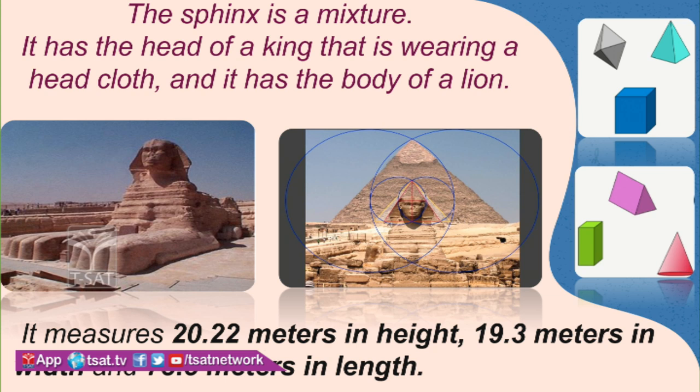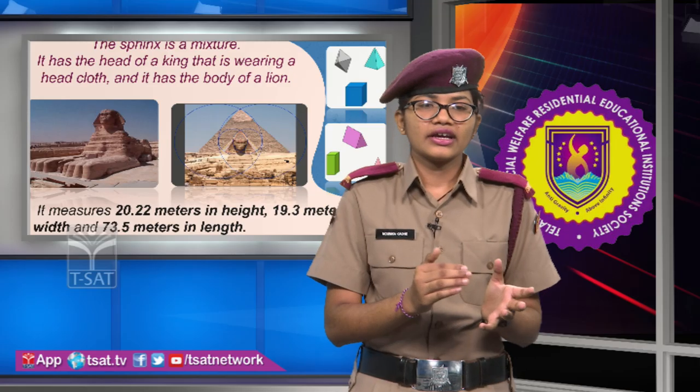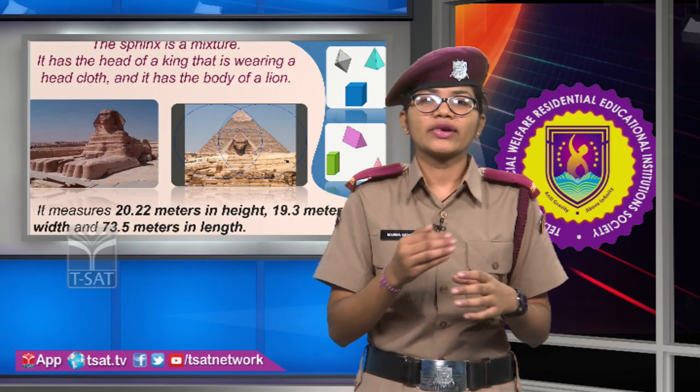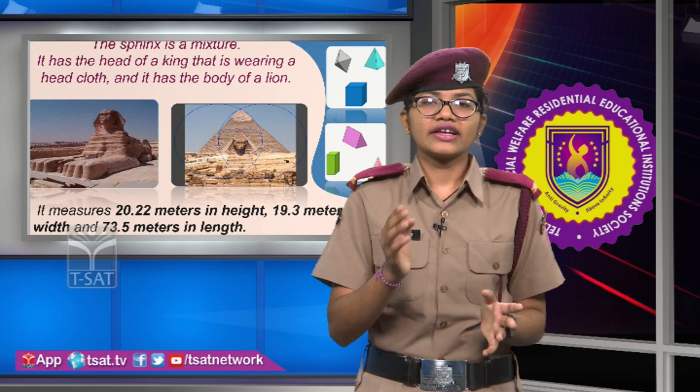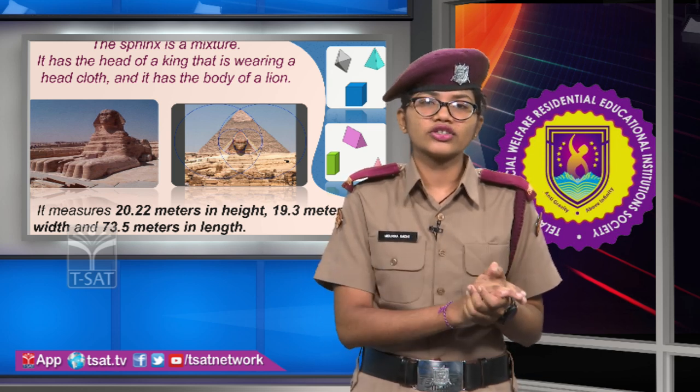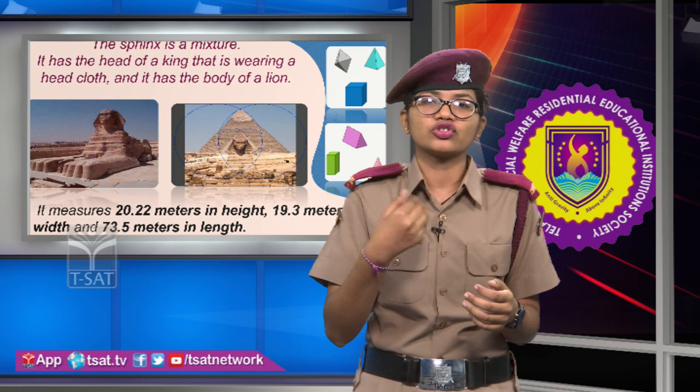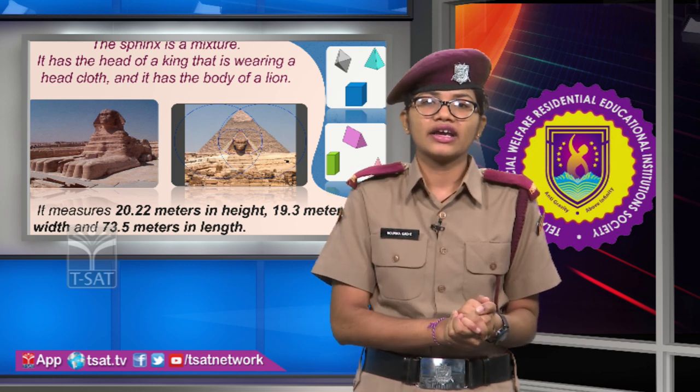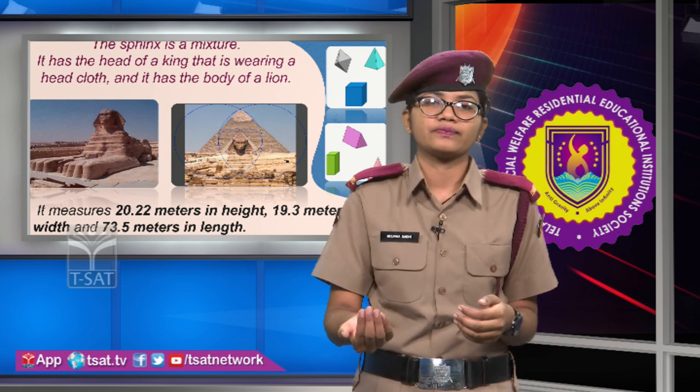Here we are observing a picture which is formed of circles, and there is a golden proportion which was formed in the Sphinx structure. The Sphinx is a mixture of a king wearing a cloth with a lion shaped structure. Here we are observing the different measurements, and the golden proportion is the main proportion which was used to construct the Sphinx structure in Egyptian architecture.